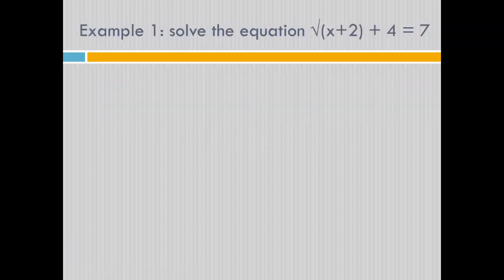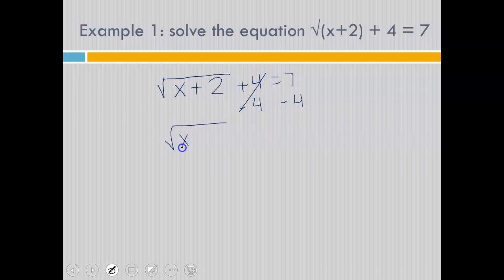So if I have the square root of x plus 2, plus 4, equal to 7, step 1 is to isolate the radical. So I need to get the square root of x plus 2 by itself. Right now the square root is being added to 4, so we're going to subtract 4 from both sides, thus isolating my radical. I get that the square root of x plus 2 is equal to 3.